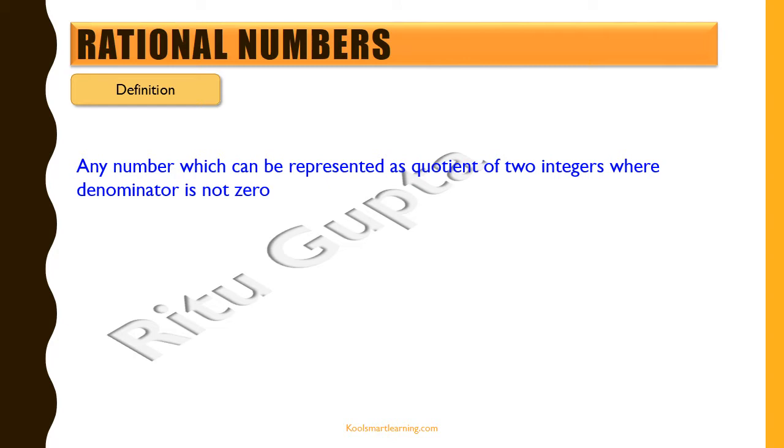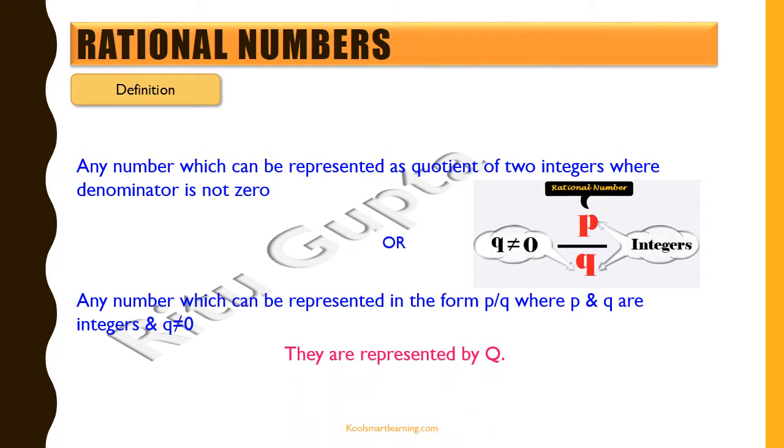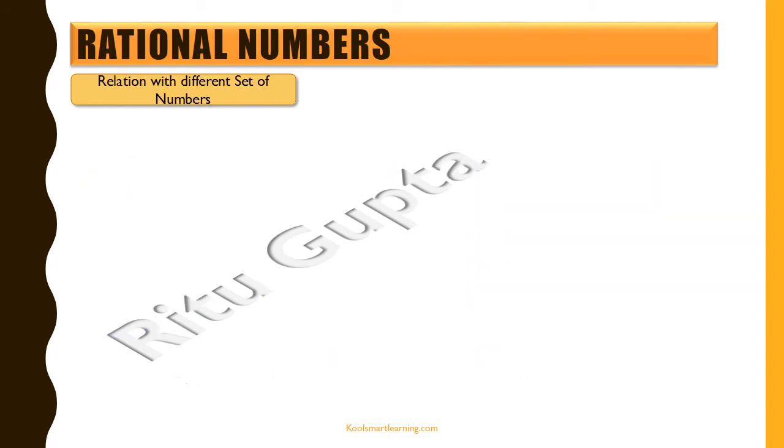Let's first try to understand what are rational numbers. Any number which can be represented as a quotient of two integers where the denominator is not 0 is called a rational number. Another way of saying it would be any number which can be represented in the form of p by q, where p and q are both integers and q is definitely not equal to 0. They are represented by the capital Q, and examples of a rational number would be 5 by 12, 2 by 3, and perfect square roots and cube roots like square root of 4 and cube root of 27. All of these are rational numbers.